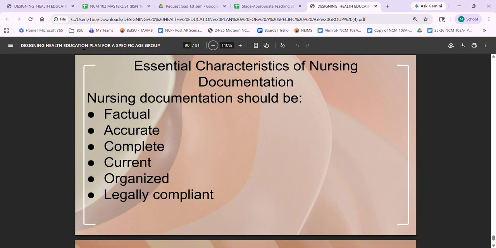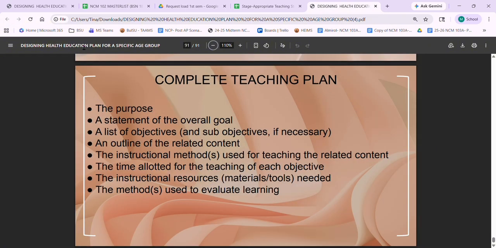Again, uulitin ko po, ang documentation nyo is your protection po in case na magkaroon ng legal battle or magkakaroon ng case for a specific patient. So especially, not just health education, even sa nursing, sa interventions natin on our day-to-day duties, okay? So again, I would like to emphasize this is the complete teaching plan. So if you check the template of our health teaching plan, you will see yung mga elements na to. So there's a purpose, a statement of the goal, list of the objective, outline of the related content, instructional methods, time allotment, instructional resources, and methods used to evaluate learning.